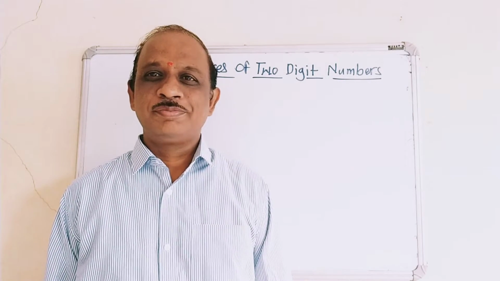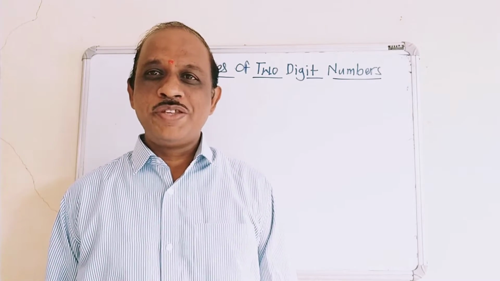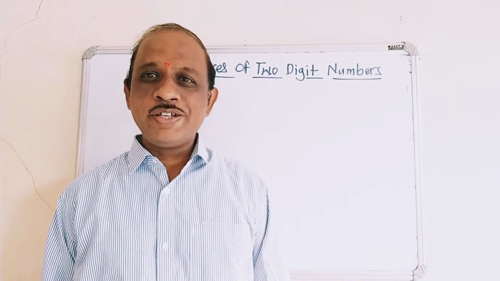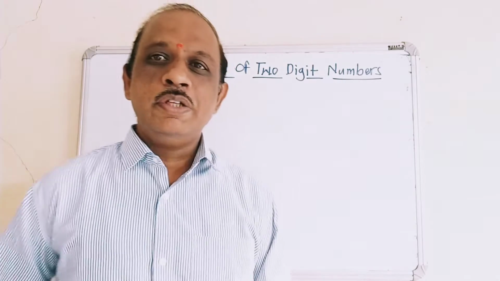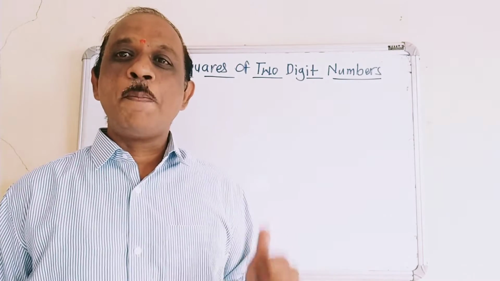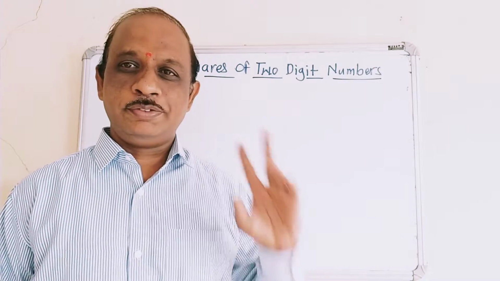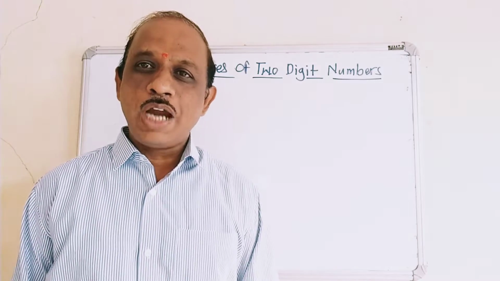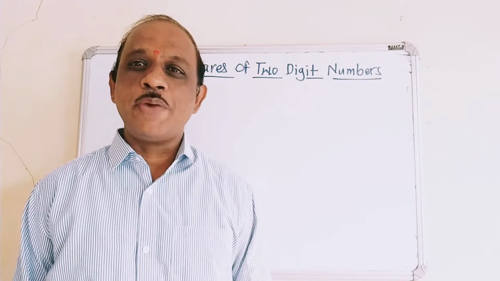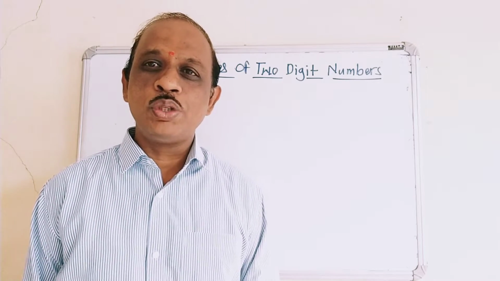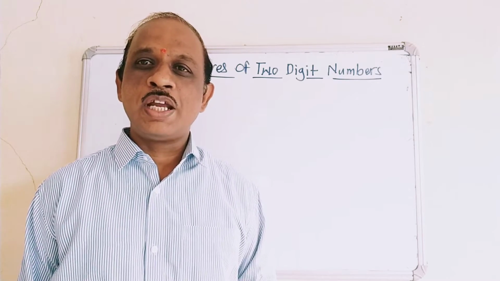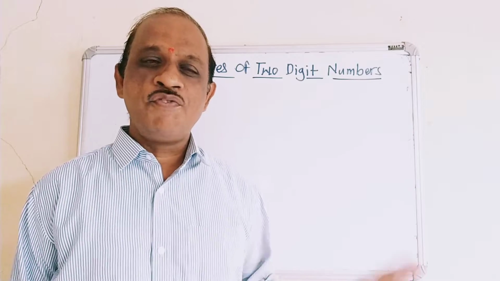Hello friends, in my last video we have seen how to find out the squares of the numbers which are above base and below base. Today we will see how to find out the squares of any two-digit numbers. Today we will start first with the numbers which have their unit place digit as 5. So let us see how to find out the squares of the numbers which have their ones place digit as 5.